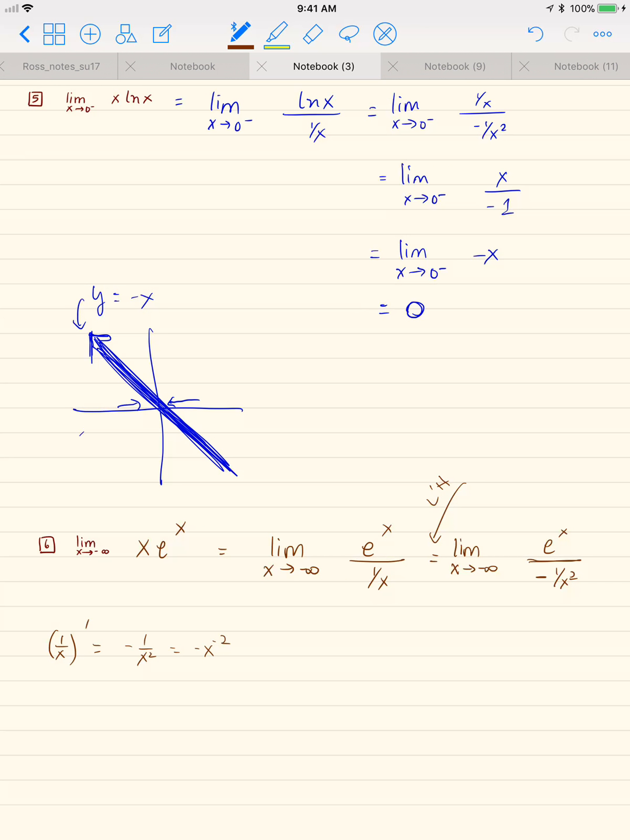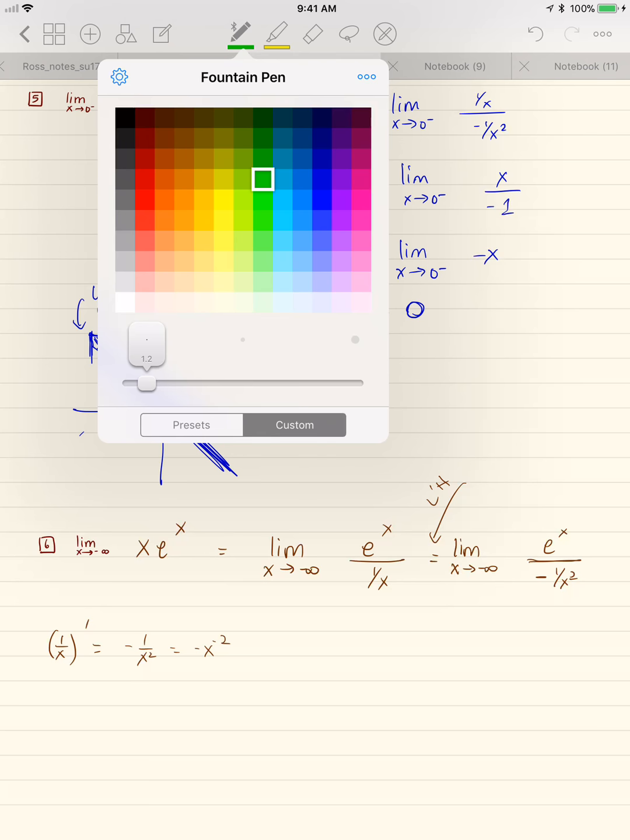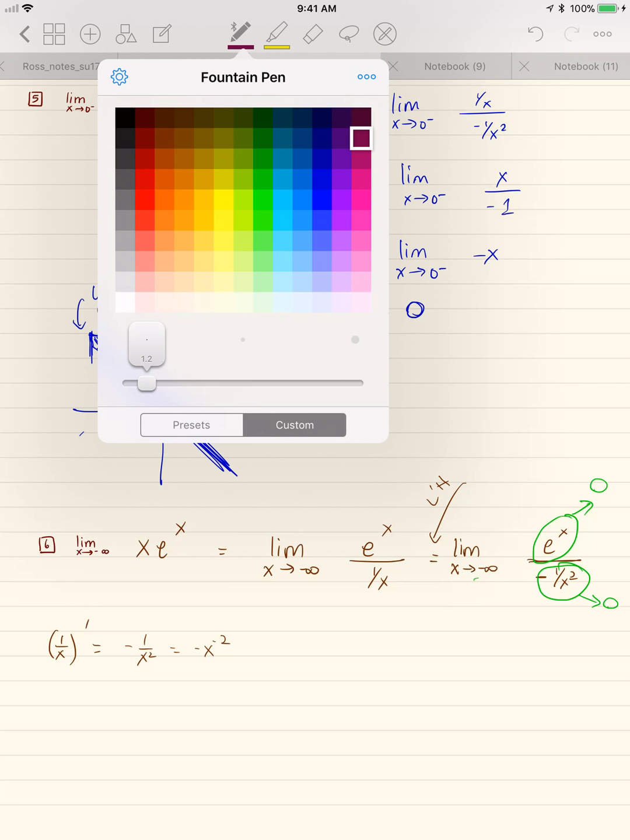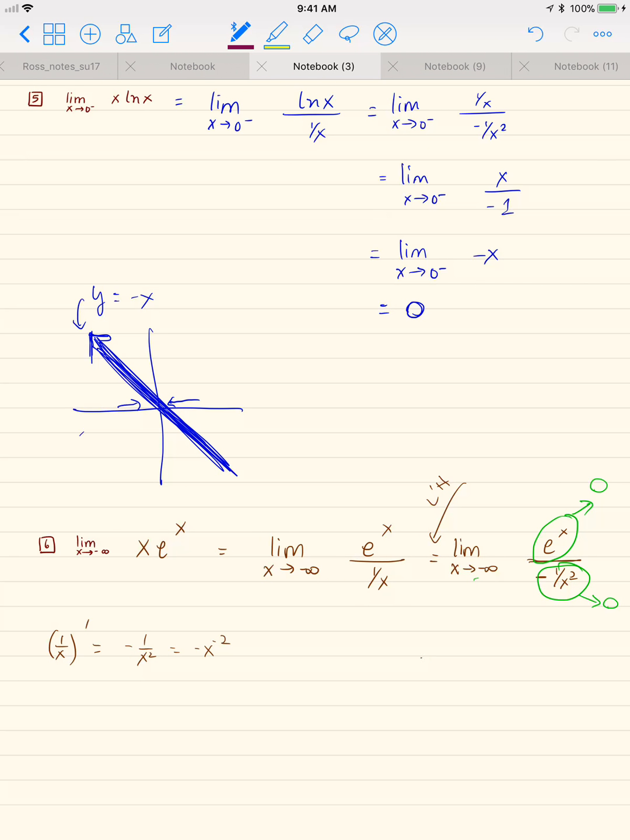Now, my e to the x, this is still approaching 0. My denominator is still going to be approaching 0. So I have the form 0 over 0. So I need to do L'Hopital again. So I say equals, and I'm going to do L'Hopital's rule again.